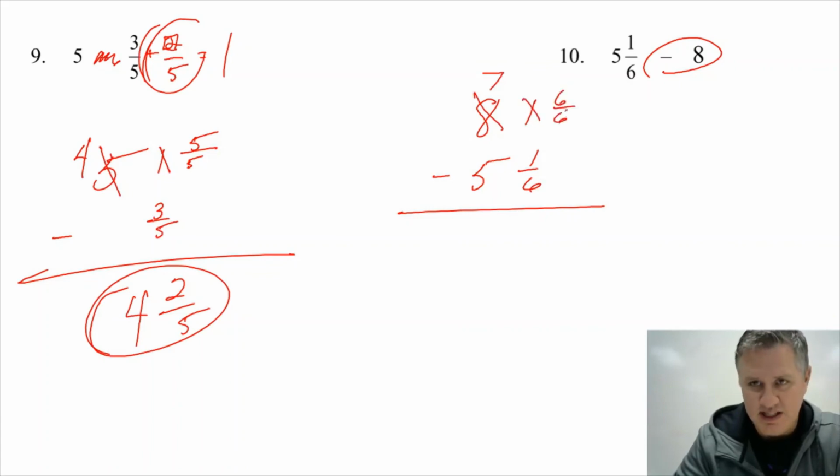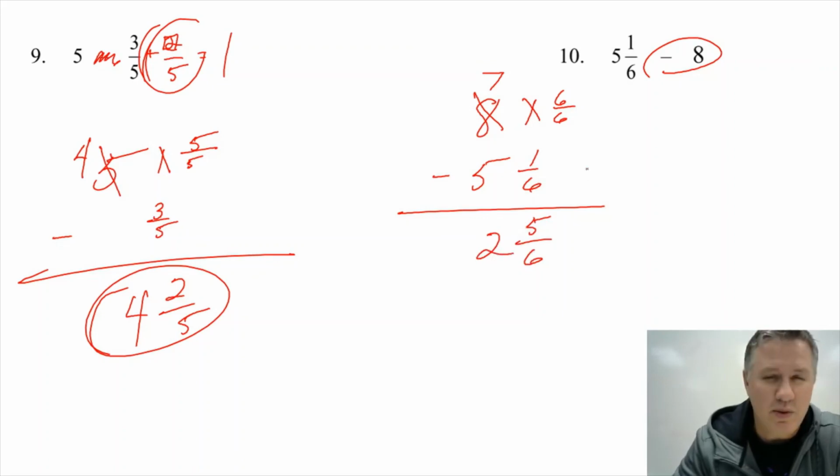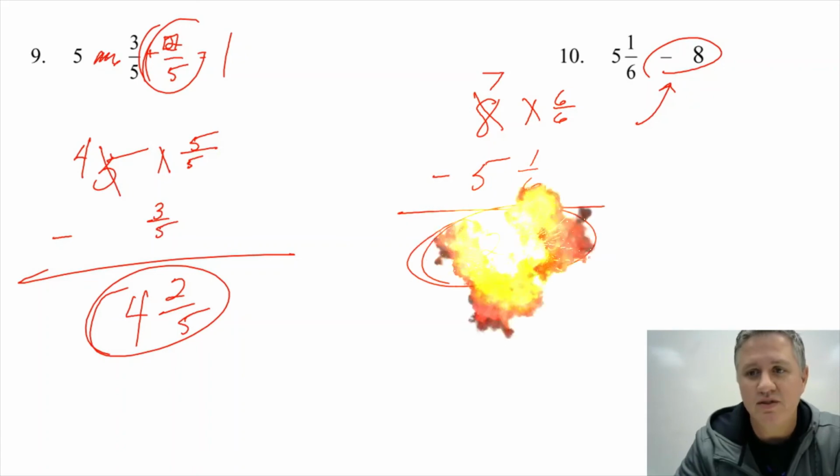So that's going to be 6/6. 6/6 minus 1/6 is 5/6. And 7 minus 5 is 2. And this is where people are going to mess up. You have more negatives than positives. So your answer is -2 and 5/6.